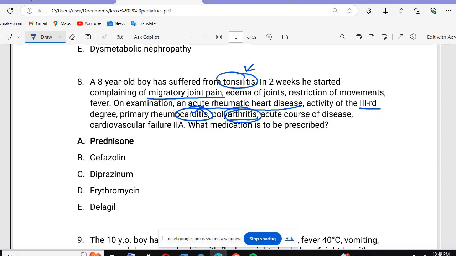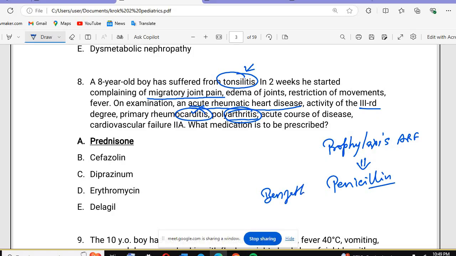What medication is to be prescribed? So I tell you the prophylaxis of acute rheumatic fever. Prophylaxis of acute rheumatic fever, I told you, is penicillin, benzathine penicillin. So this is the prophylaxis that we have to start. But here you can see that the patient has polyarthritis, means inflammation is there.